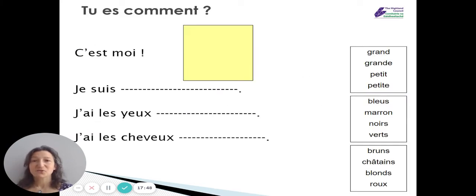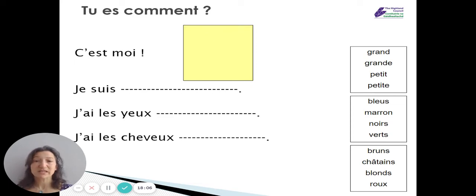Okay. Tu es comment? Tu es comment? That's the question. Tu es comment? What do you like? And here's an example of a sort of form that you could get your learners to fill in, a fact file, a gap fill activity. So the start of the sentence is there and you're giving them a word bank to help them.